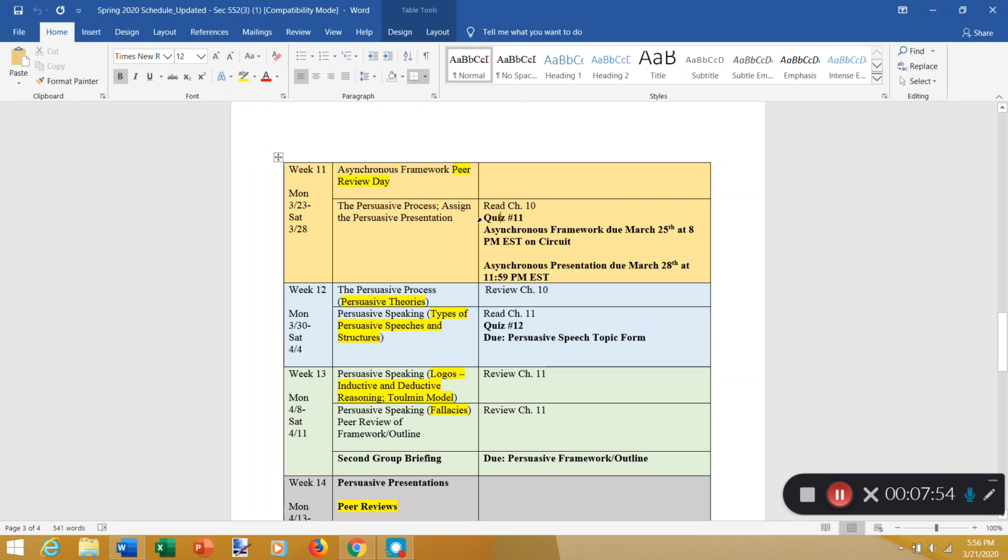Each of the quizzes, you only have 2 quizzes left, which is awesome. They should both be multiple choice. I don't remember putting any long answer or short answer types in there, but those will both be due Fridays at 11:59 p.m. of their weeks. So this upcoming week, due by Friday at 11:59 p.m. Following week, Friday, 11:59 p.m. The asynchronous framework is due the 25th at 8 p.m. Eastern Standard Time on Circuit.